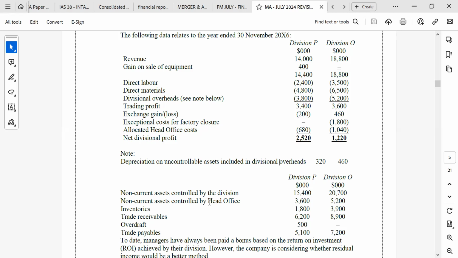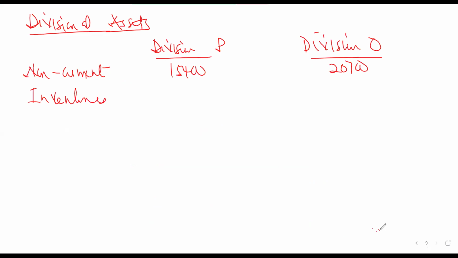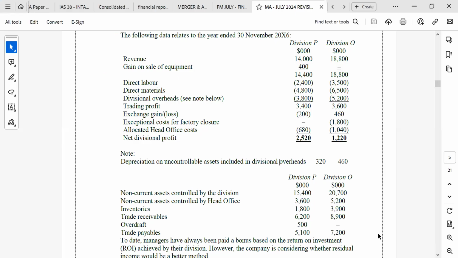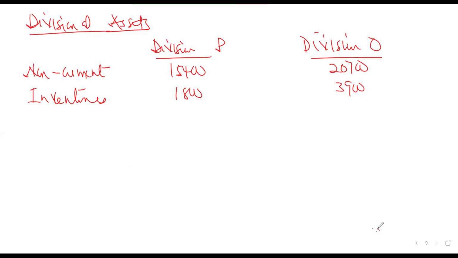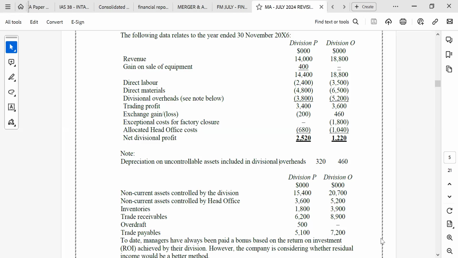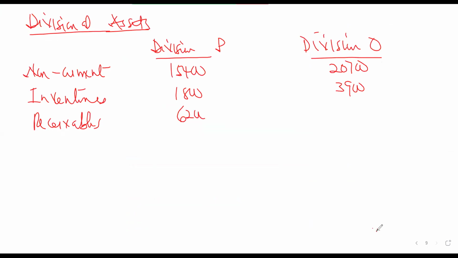Okay, so we have to find our net assets now. So we have to bring in the inventories, so our capital employed. What is the inventories figure for each of them? 1,800 and 3,900, isn't it? We have receivables of 6,200 and 8,900. Please, we are looking for net assets, capital employed. So we bring in our liabilities. So we have overdrafts.